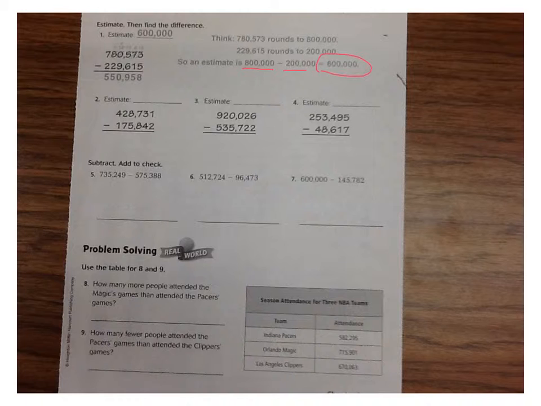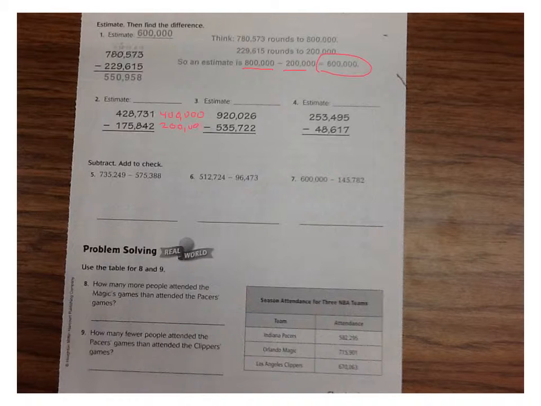So let's go ahead and do number 2. We'll do the same thing. Okay, number 2 is 428,731. Is it closer to 400,000 or 500,000? Yeah, 400,000 because there's that 2 there. So I'm going to write 400,000, small as I can. Okay, 175,000. Is it closer to 100,000 or 200,000? 200,000. Great. So write 200,000.